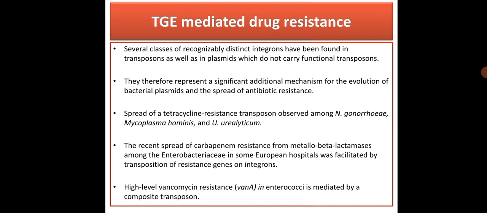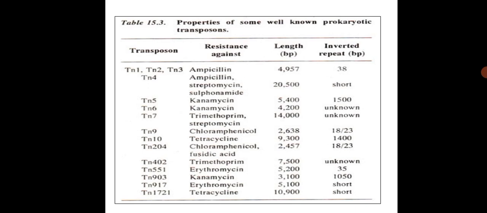Several classes of recognizably distinct integrons have been found in transposons as well as in plasmids which do not carry functional transposons. They therefore represent a significant additional mechanism for the evolution of bacterial plasmids and the spread of antibiotic resistance. Spread of the tetracycline resistance transposons is observed among Neisseria gonorrhoeae, Mycoplasma hominis, and Ureaplasma urealyticum. The recent spread of carbapenem resistance from metallo-beta-lactamases among the Enterobacteriaceae in some European hospitals was facilitated by transposition of resistance genes on integrons. High-level vancomycin resistance in Enterococci is mediated by a composite transposon. The following is a table showing the properties of some well-known prokaryotic transposons.